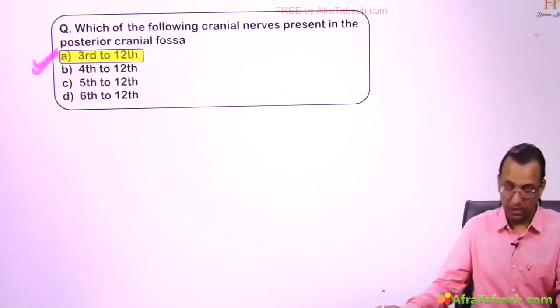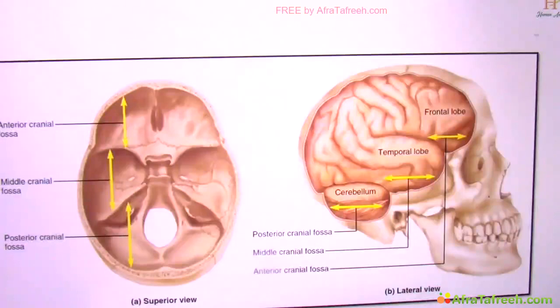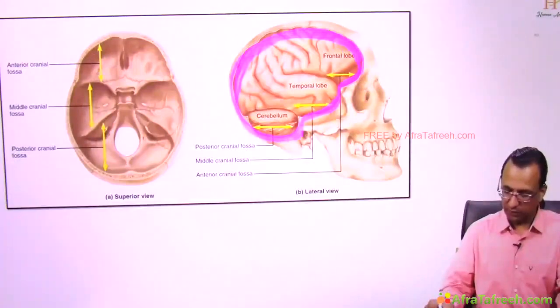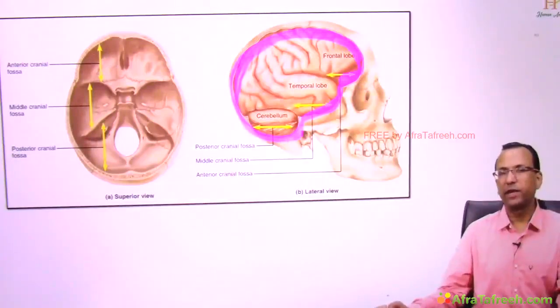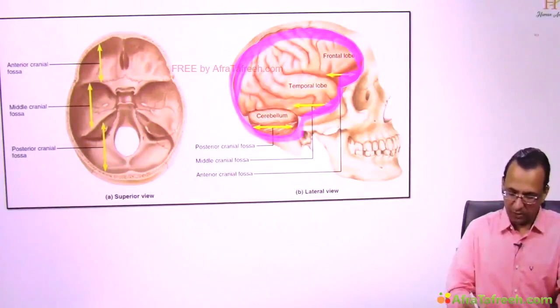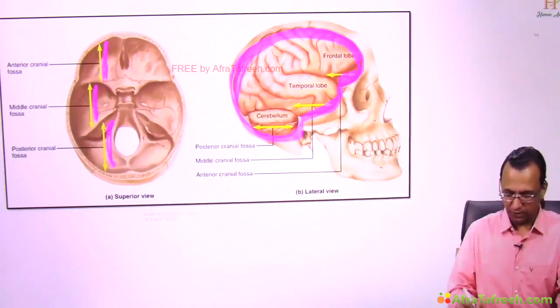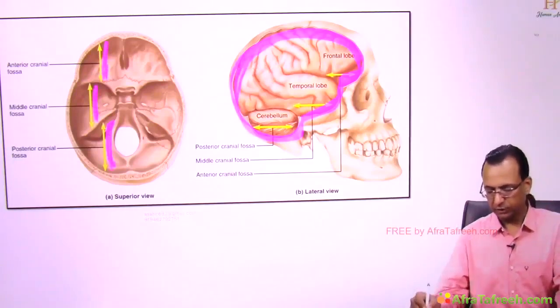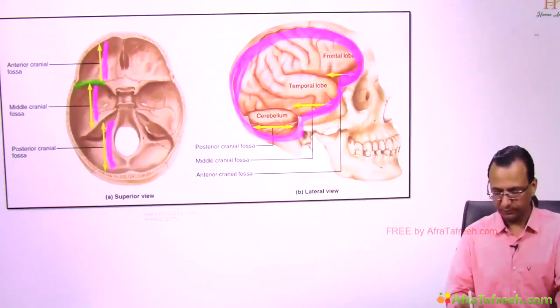That is the answer. Now, let us remove the brain from the cranial cavity and look at the floor of the cranial fossa. For what? I want to see the anterior cranial fossa, middle cranial fossa and posterior cranial fossa. Yes, these are the boundaries.